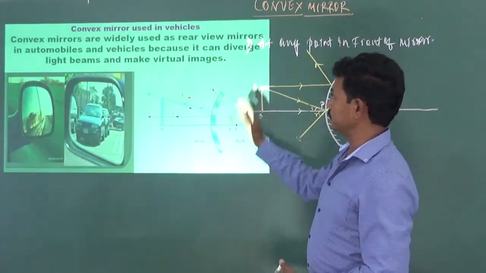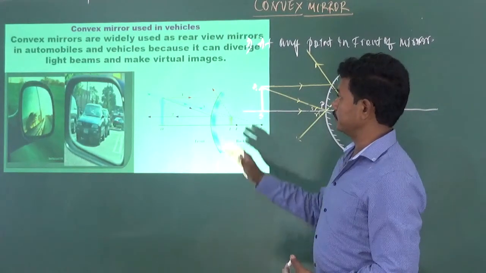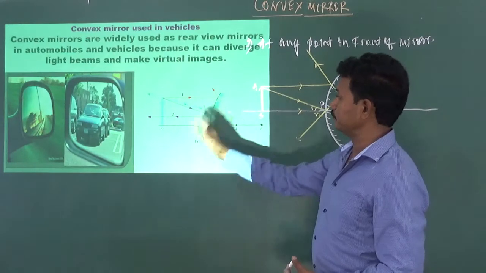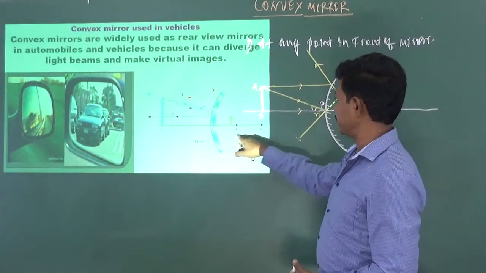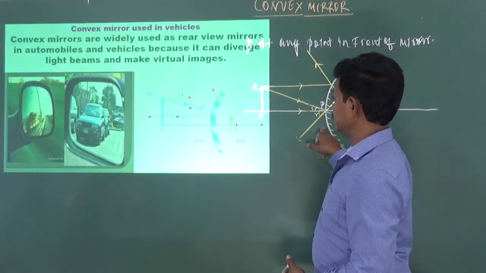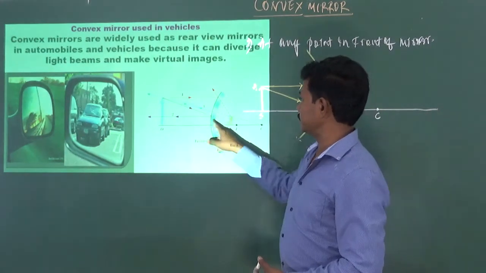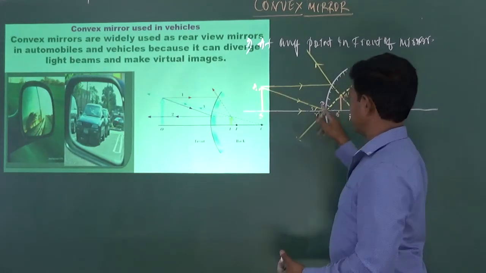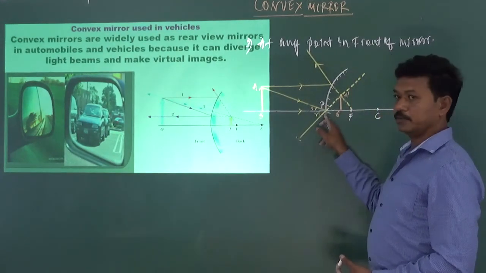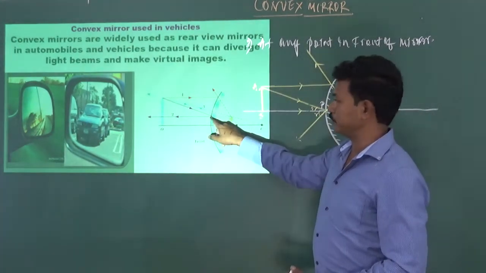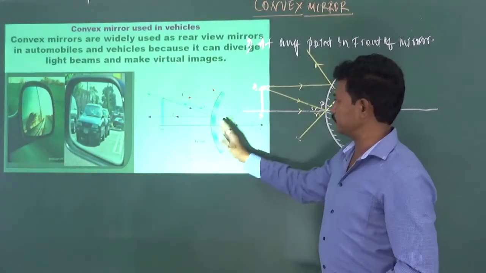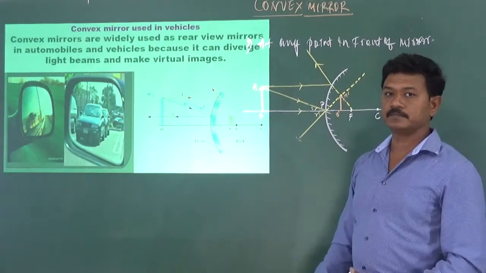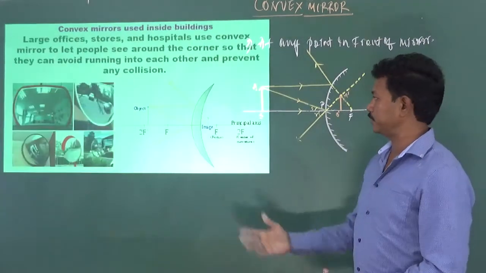So convex mirrors are widely used as rear view mirrors in automobiles and vehicles because they can diverge light beams and make virtual images. See, this is the same ray diagram we have drawn here. Actually, another light ray is taken at some point on the mirror. It's okay. You can take the second light ray at any point on the mirror. I have taken it to the pole, he has taken it to some other point on the mirror. It's okay. The same image will be formed. So the object can be placed at any point in front of the mirror. It doesn't matter.